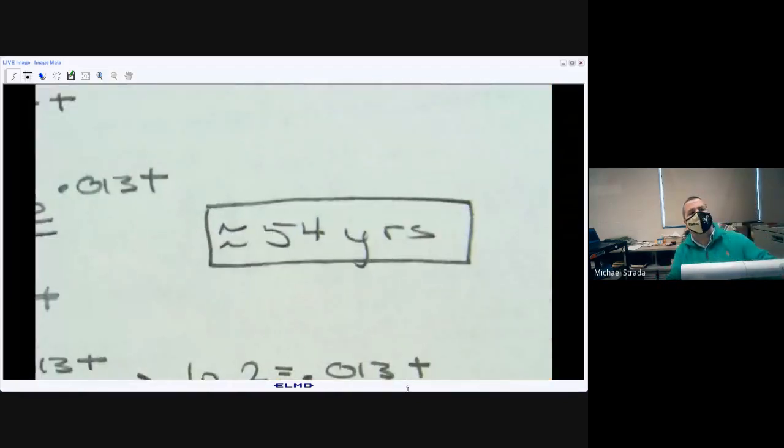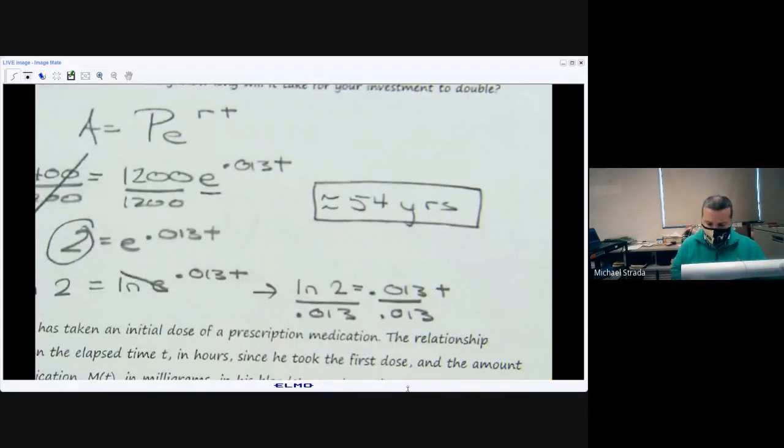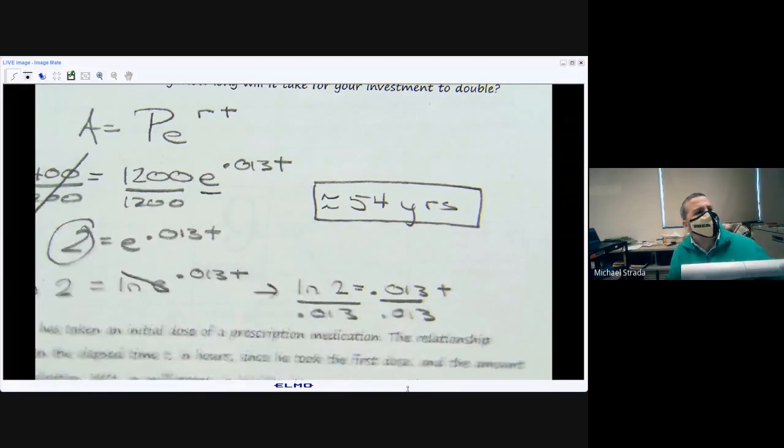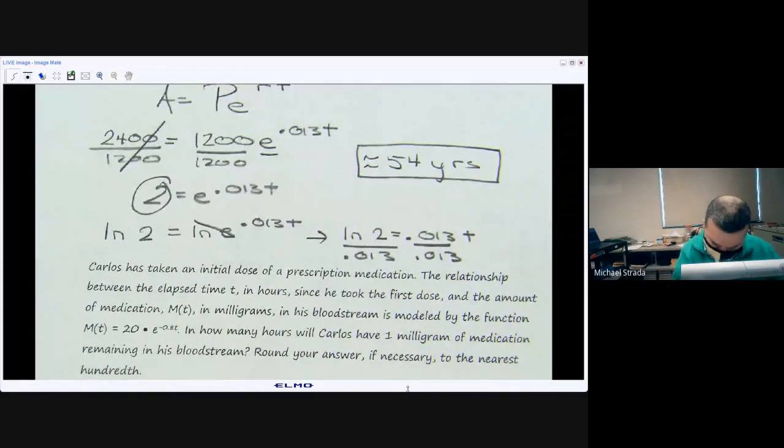All right. So there's no difference between what you've been doing all week and this. You're just applying it to word problems. You will always be given the equation or enough information to do that. Carlos has taken an additional dose of a prescription medication. The relationship between the elapsed time t in hours since he first took the dose and the amount of medication, in milligrams, in his bloodstream is modeled by the function m of t equals 20 times e to the negative 0.8t. In how many hours will Carlos have 1 milligram of medication remaining in his bloodstream? Round your answer if necessary to the nearest hundredths.